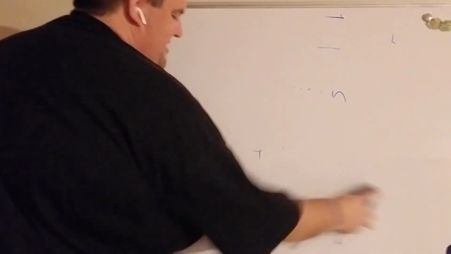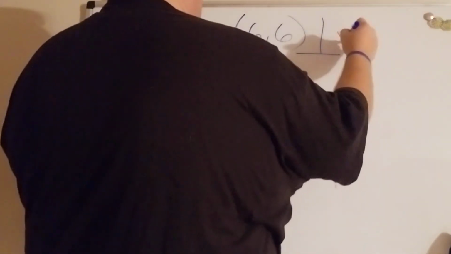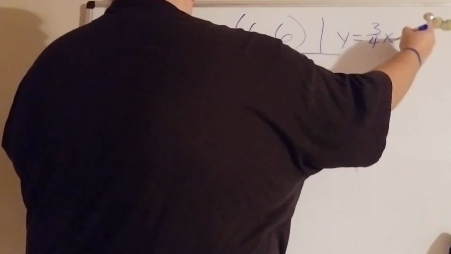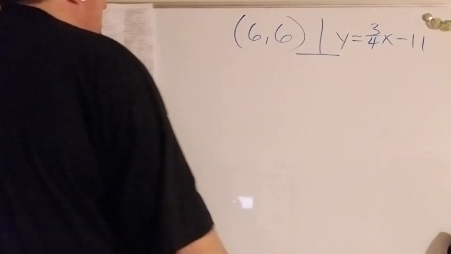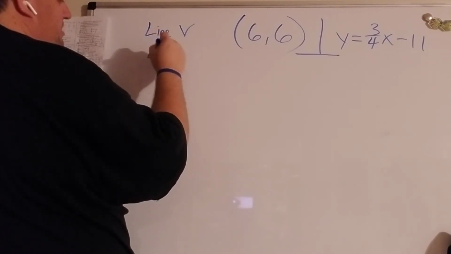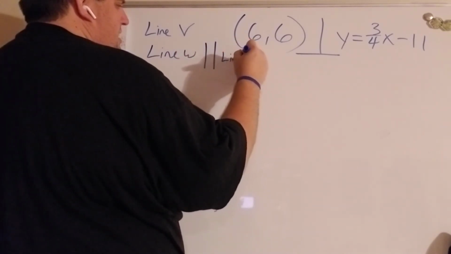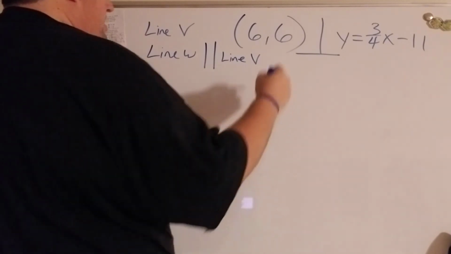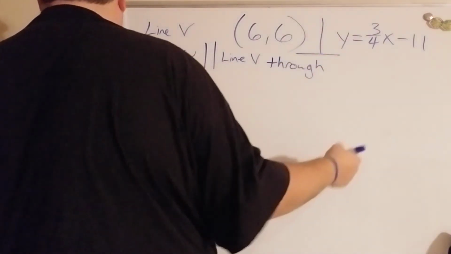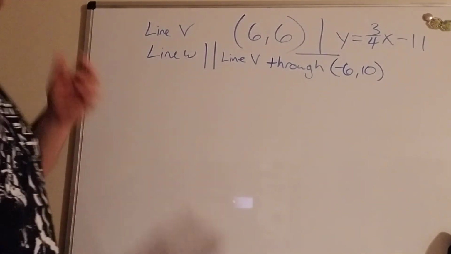Now 19 is very similar. We're going to do the same thing, but this time it says it goes to the point (6, 6), and it's perpendicular to y equals 3/4 x minus 11. That's line V. And then it says that line W is parallel to line V and goes through (-6, 10). Jeez, this is a crazy problem, huh? They want to know what line W is.